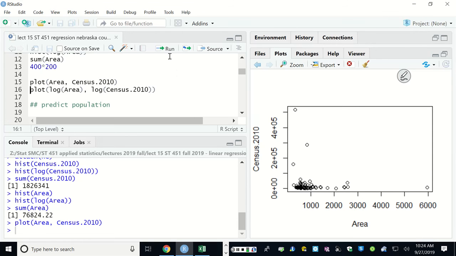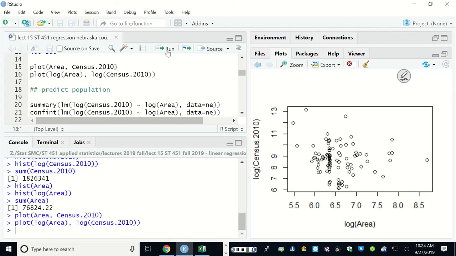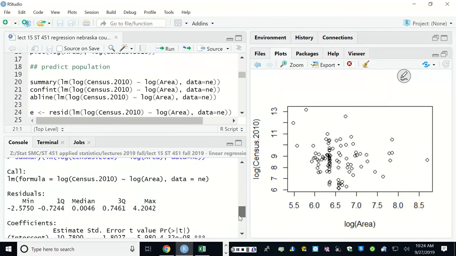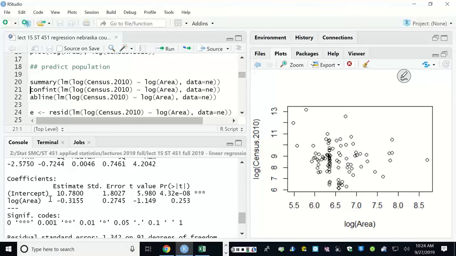But let's do log of both cases, and we get something that looks like that, right? So the log of census versus that looks much more reasonable for regression. If we try to predict the population on the log scale, right, we get this regression, and here's the intercept and slope. So on the log scale, it's 10.78 minus 3.155 times the log of area.